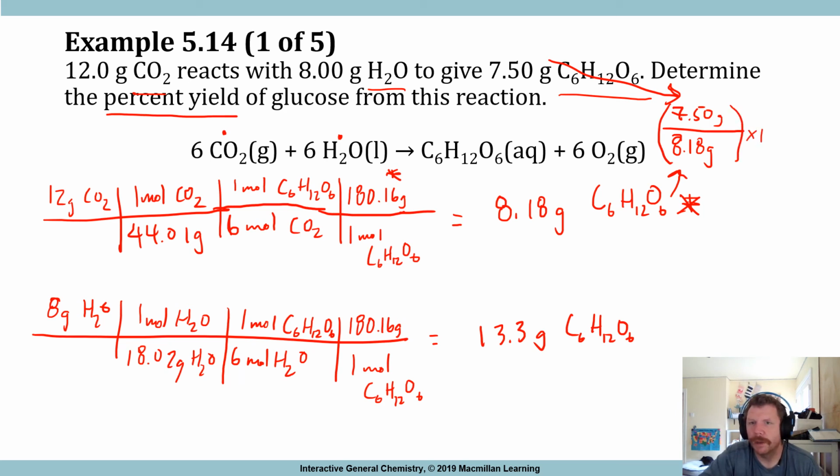We can multiply this by 100 and we find out that looks like it's about 80% or so. 7.5 divided by 8.18. No, I'm off. It's about 91.6%. Okay, I hope that was helpful.